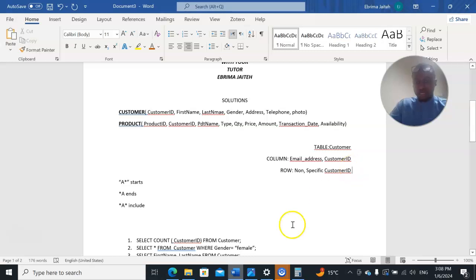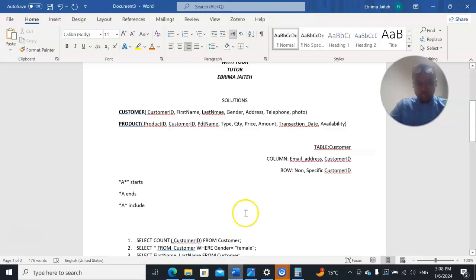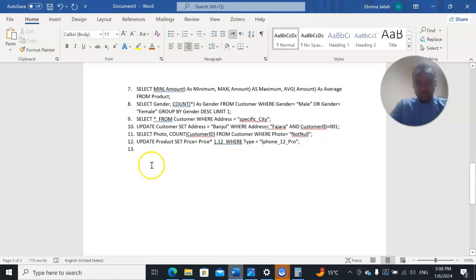But I'm doing an assumption. I'm assuming that the question is saying, what is the email address of the customer with a specific customer ID? Because the question used the same wording here with a specific city. And here I'm going to use a specific customer ID. Okay, so I'm going to write this. I'm going to say select.